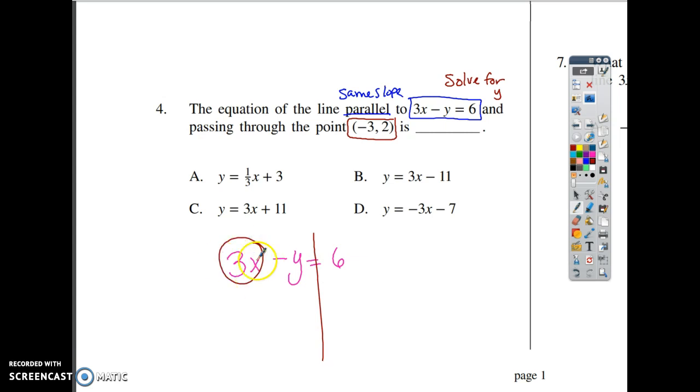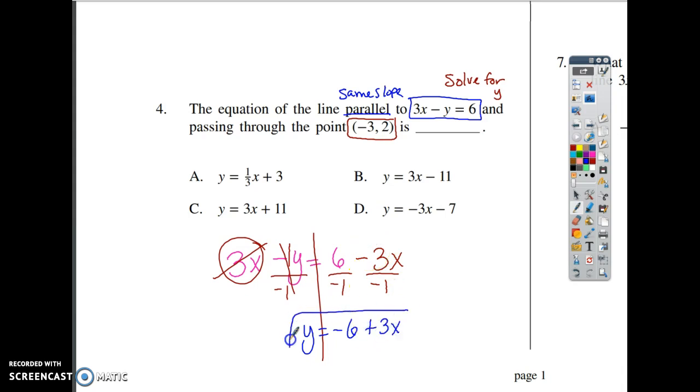We're going to move the 3x over, change the sign, and then divide by that number, which is a negative 1. So negative 1, divide everything by negative 1. The signs change. So now I have y equals. When you divide this, that gives you a negative 6. And when you divide this, that gives you a positive 3x. So the slope that I'm looking for is 3, a positive 3.